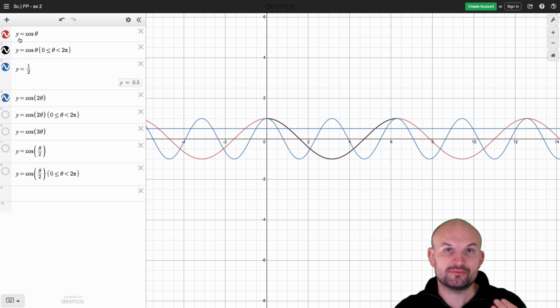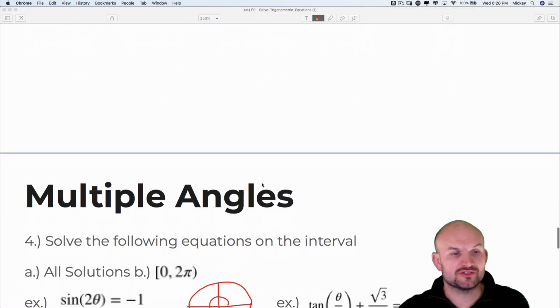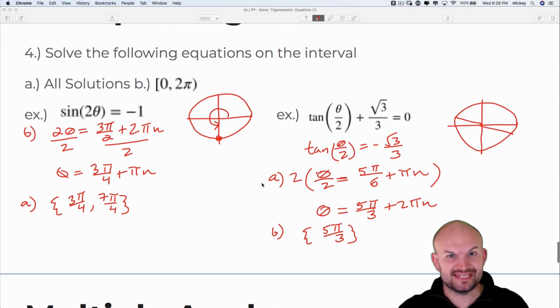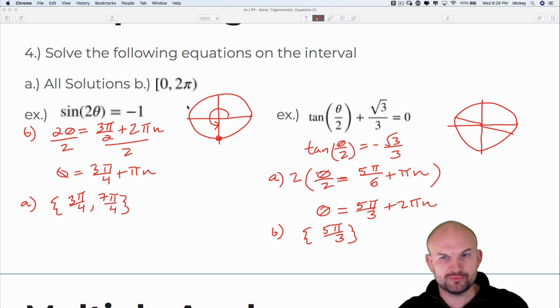Now let's look at this from the algebraic approach. From the algebraic approach, basically we're going to do the exact same thing. Now I'm going to solve these on the interval of all solutions in 0 to 2 pi. I'm not going to deal with from 0 to pi.